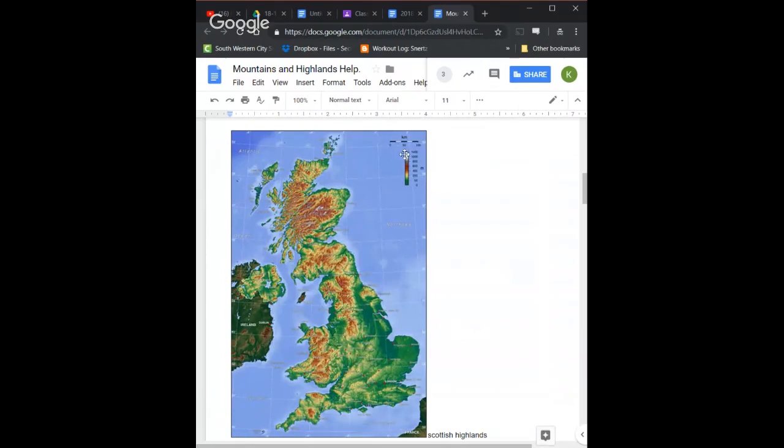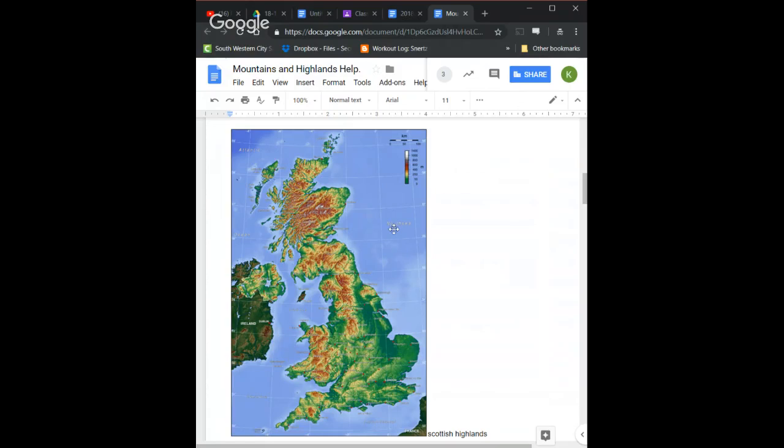You can see that this key here says that there's some gray and some white. If you get really detailed in there, like right here, there's some really high regions. So these are the mountains that make up what's called the Scottish Highlands or the Caledonian Mountains. You can call it the same thing.